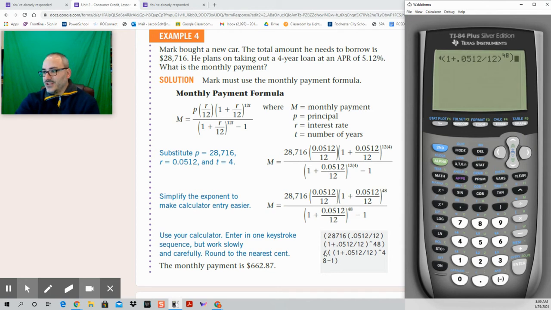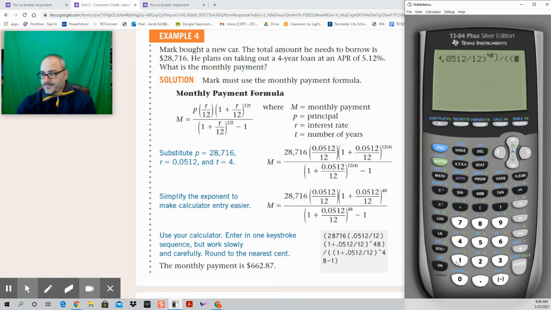And now I need a division symbol. I need this division symbol to go in right there. All right. So I've done my numerator in one shot. That's done so far. I'm going to start with another parentheses to capture the entire denominator. I need yet another parentheses in there because now I'm going to capture this little piece here, 1 plus my rate divided by 12 raised to the 48th power.